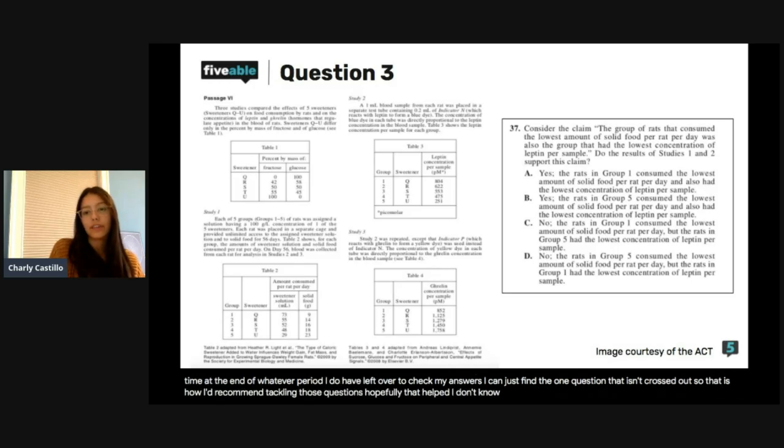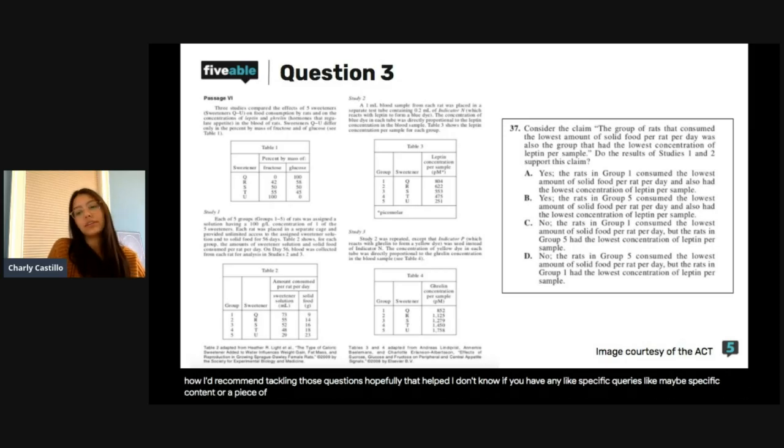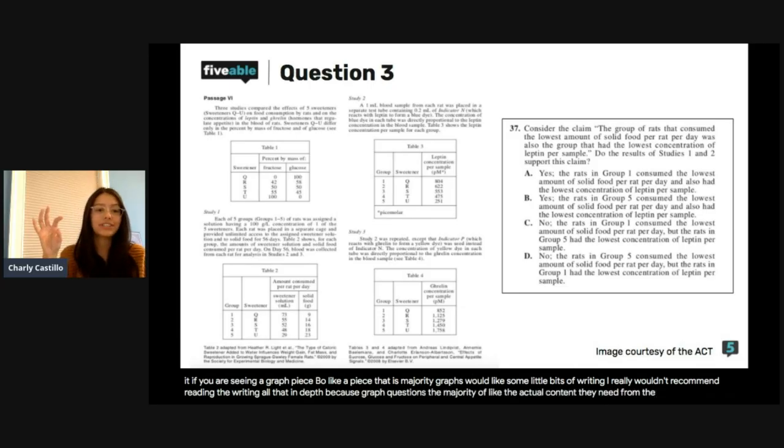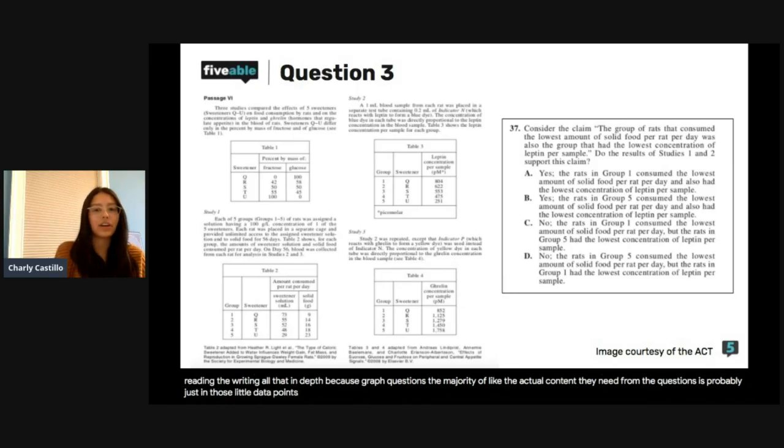Hopefully that helped. I don't know if you have any specific worries, like maybe a specific content or a piece of maybe an experiment type of question, but for the general science question, that's how I'd recommend that you tackle it. If you are seeing a graph piece though, like a piece that is majority graphs with some little bits of writing, I really wouldn't recommend reading the writing all that in depth, because graph questions, the majority of the actual content that you need from the questions is probably just in those little data points on the graph. You just need to be able to recognize patterns in the graph, and it's really not asking you to know the one sentence explaining what the graph is before.